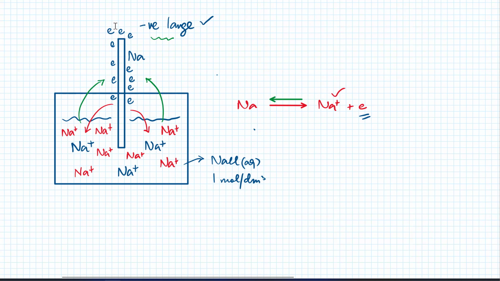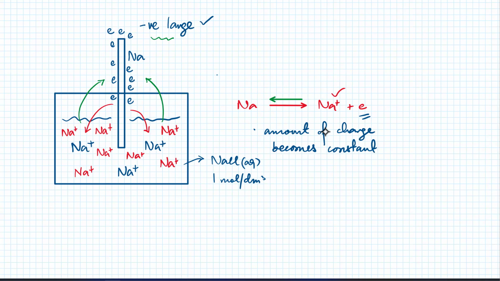A time would come when there would be so many electrons on the metallic rod that the negative charge would become very large and it will start attracting the sodium ions back again. So that is the point when a reversible reaction gets established and the amount of electrons on the metallic rod becomes constant, or the amount of charge that has built up on the metallic rod, because it's at equilibrium now.